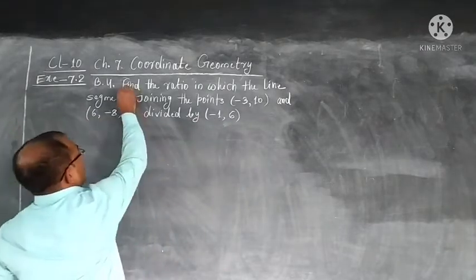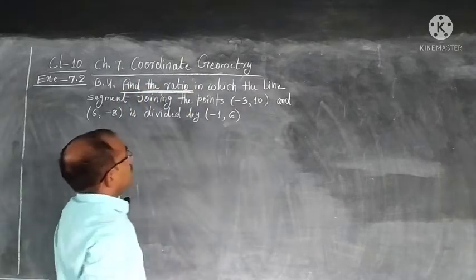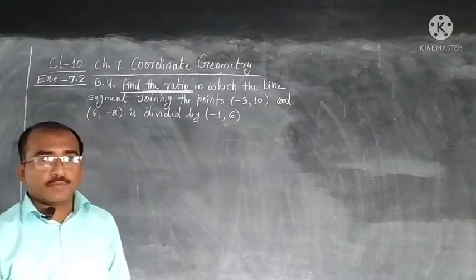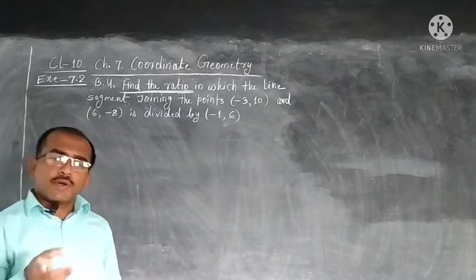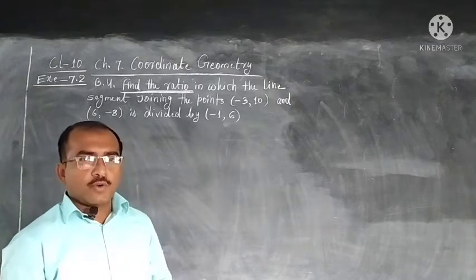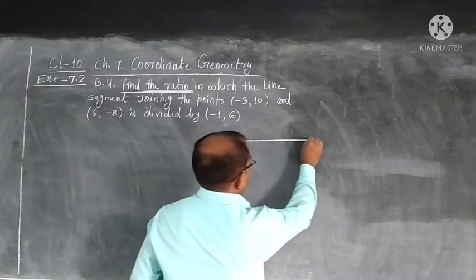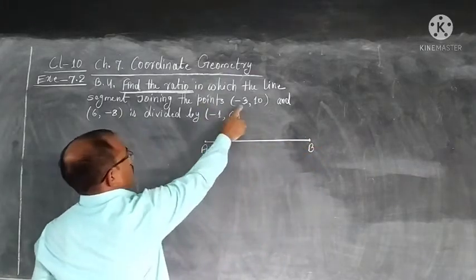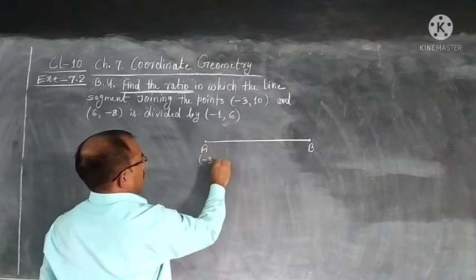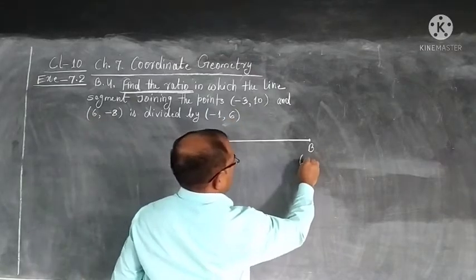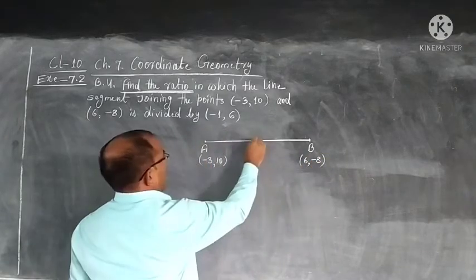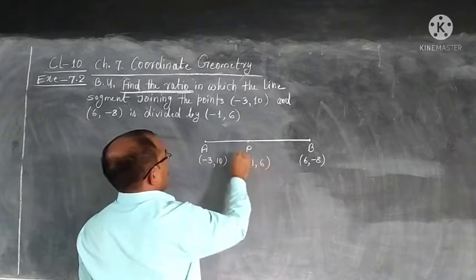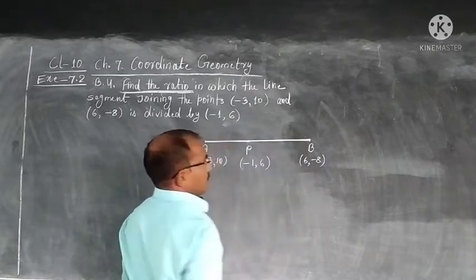So, starting itself when we read the question, we found here it is not asking to find the coordinates of the point dividing the line segment joining the other 2 points. Here what is that? Find the ratio. So, what we have to do? A line segment is joining these 2 points. First coordinate is (-3, 10) and another one is (6, -8), and a point is there, suppose P. This coordinate is given. We have to find out this ratio AP to PB.